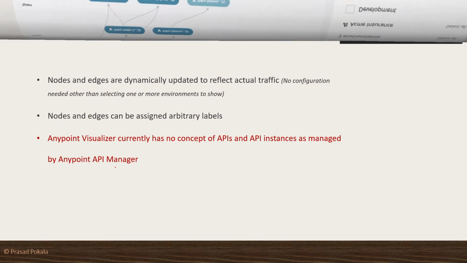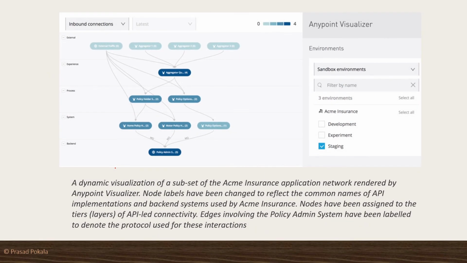What you are seeing in front of you is a dynamic visualization of a subset of a sample application network, rendered on the Anypoint visualizer. The node labels here have been changed to reflect the common names of API implementations and backend systems used by that network, instead of showing the actual project names. Also, the nodes have been assigned to tiers, as in the API-led connectivity fashion: experience, process and system layers.